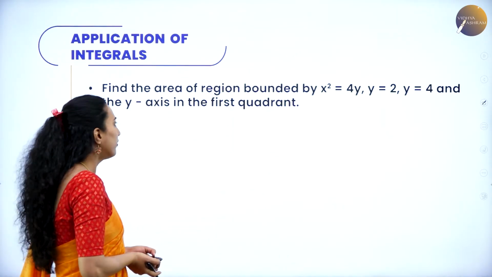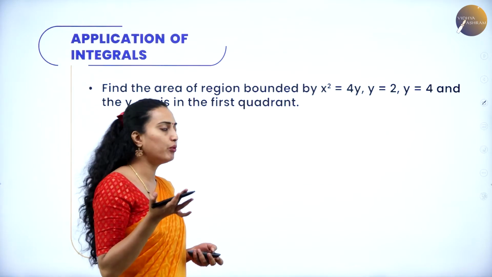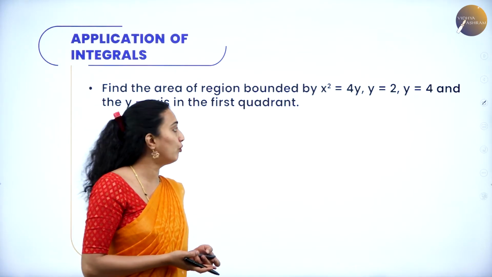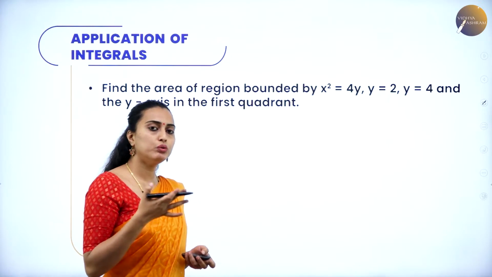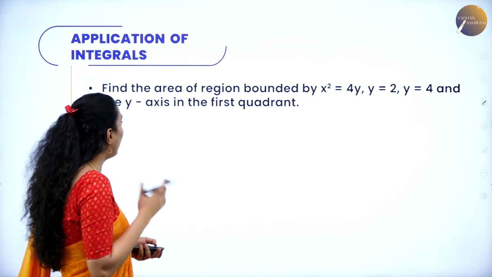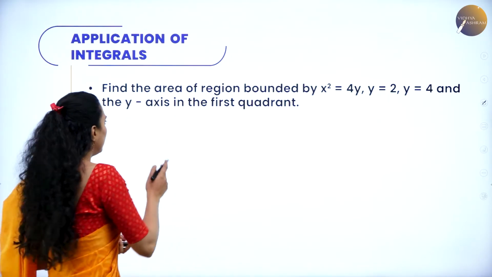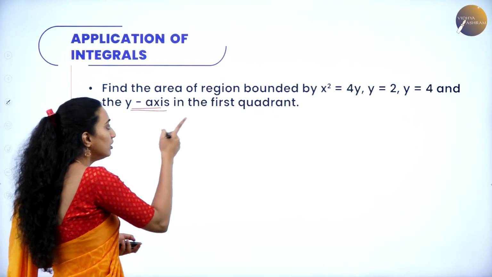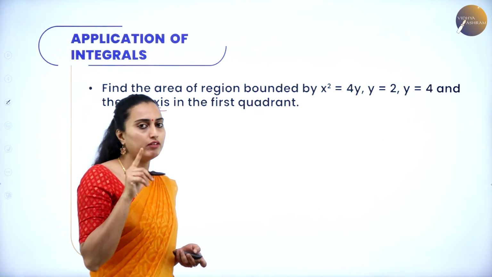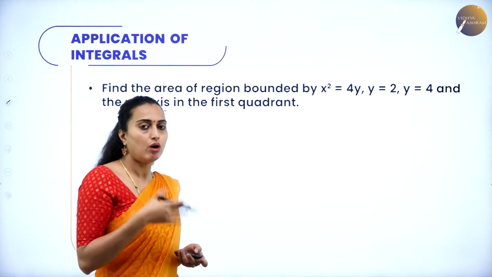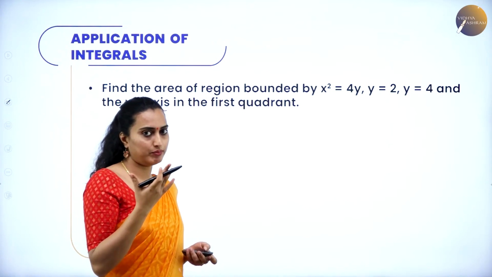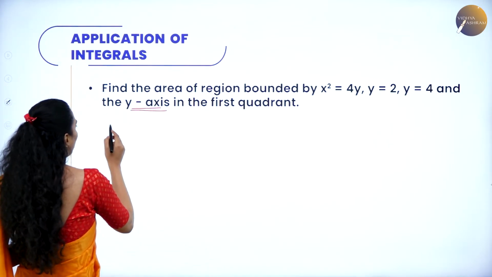What they've asked: find the area of a region bounded by x squared equal to 4y, y is equal to 2, y is equal to 4 and the y-axis in the first quadrant. Remember, dear students, they have given here y-axis. So the given curve is also about the y-axis, which is a parabola. Already I have given you the diagram in the second slide. If you want, you can go through.